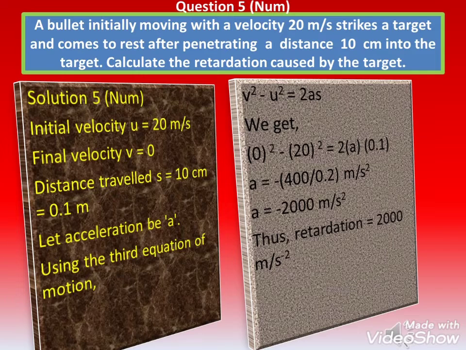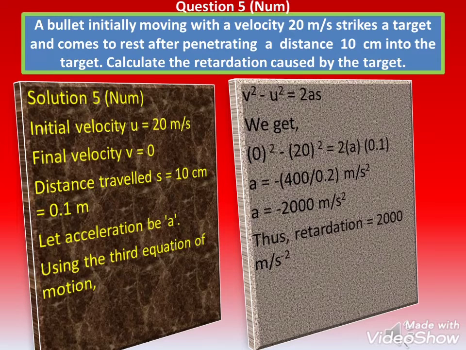Question number 5. A bullet initially moving with a velocity of 20 meter per second strikes a target and comes to rest after penetrating a distance of 10 centimeter into the target. Calculate the retardation caused by the target.